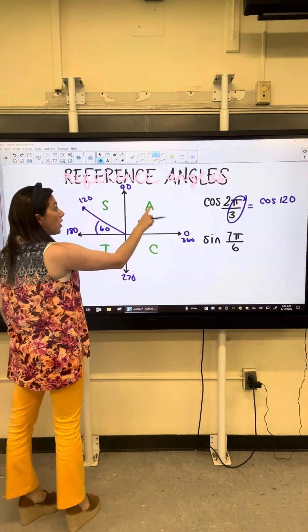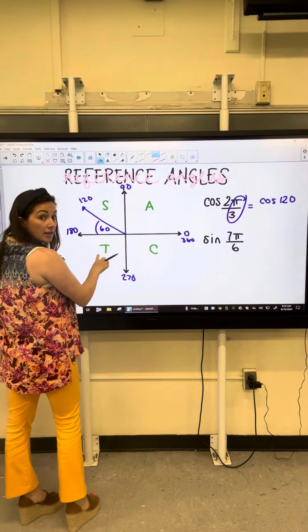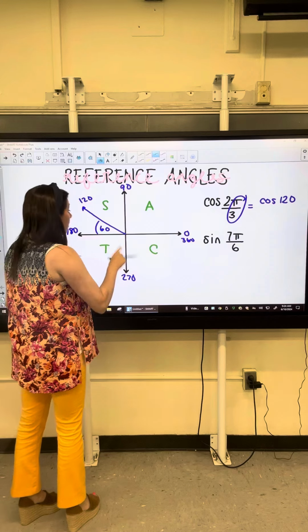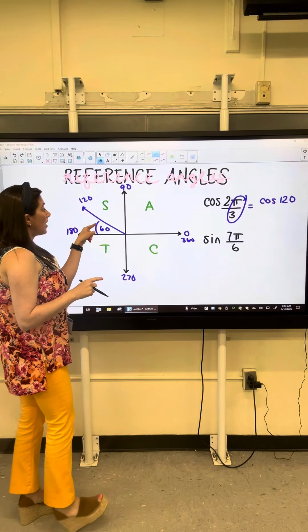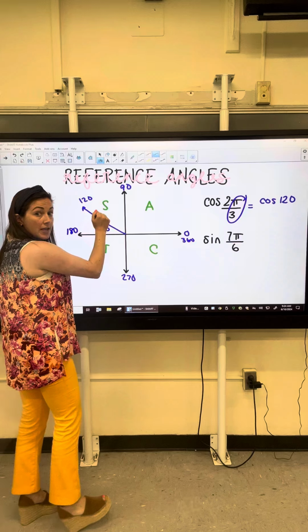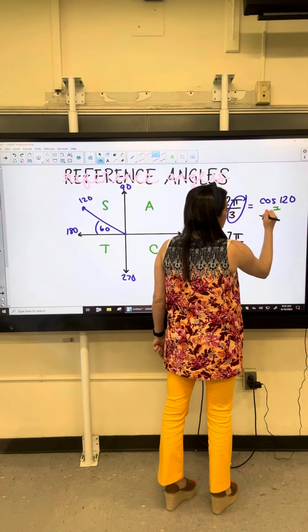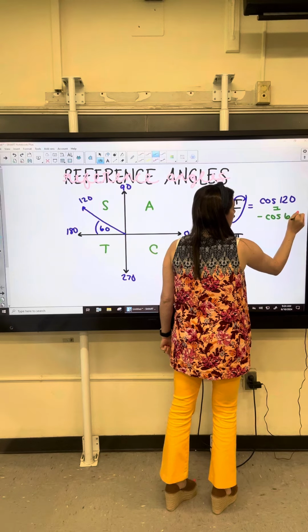So this is how we know which trig relationships are positive: all of them, sine only, tangent only, cosine only. Okay, so the cosine of 120 is going to be equal to the negative, because cosine's negative in the second quadrant, cosine of 60. So I'm going to say equals negative cosine of 60.